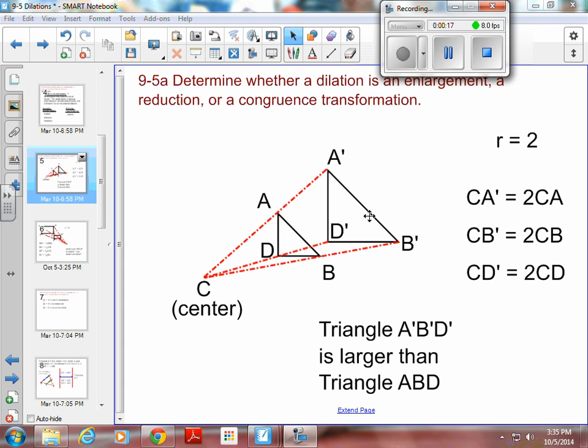Notice we are getting larger. Our R value is 2, and R stands for scale factor. So if our R value is bigger, we're going to be multiplying by a number, so we should get bigger numbers. And everything in here is going to be proportional.